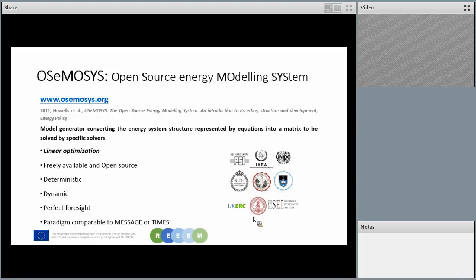The tool assumes perfect foresight, which means that the tool knows in advance all the demands, the fuel prices, and the cost of technologies, and how they will evolve through the modeling period. Overall, OSMOSYS can be compared to well-established modeling tools like Message or Times, which are used by international organizations like the International Atomic Energy Agency or, for example, the United Nations.